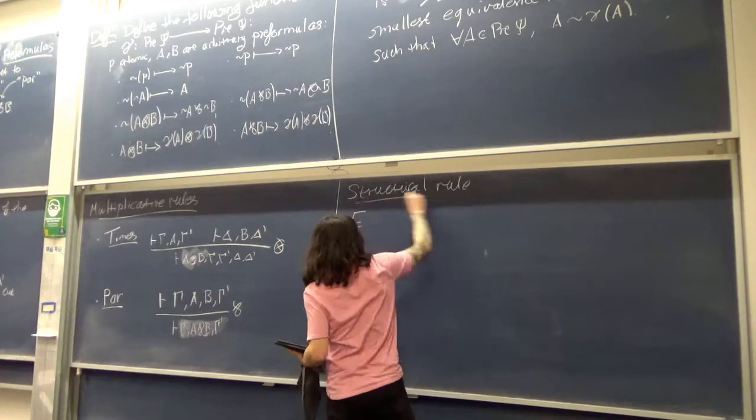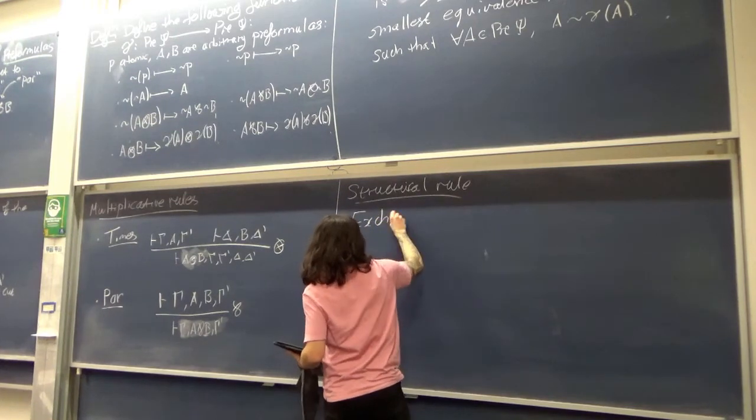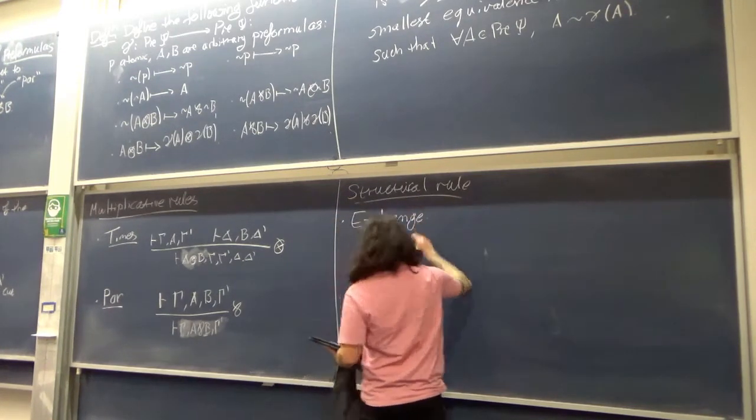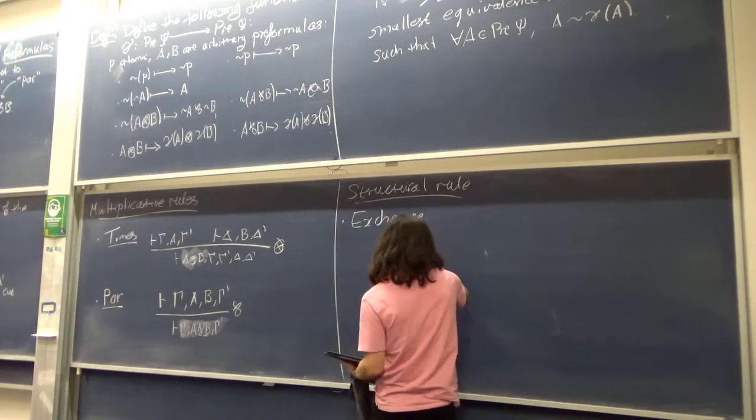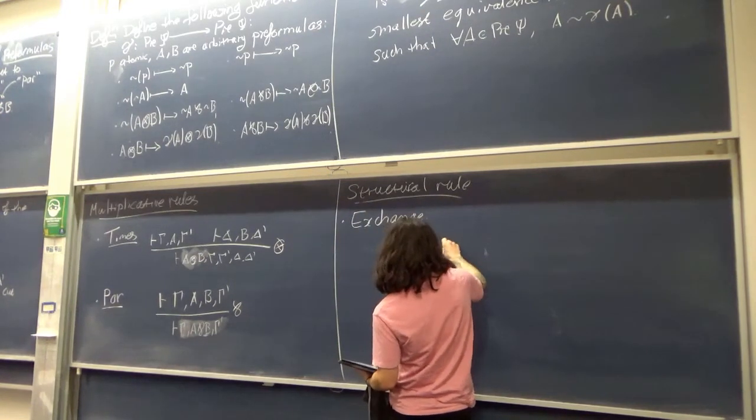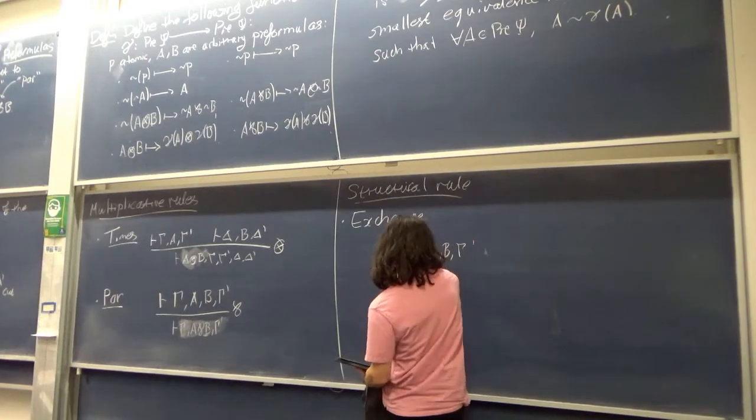And the single structural rule is exchange. Which later we'll see proof nets themselves actually suppress, so there's no structural rules in proof nets.